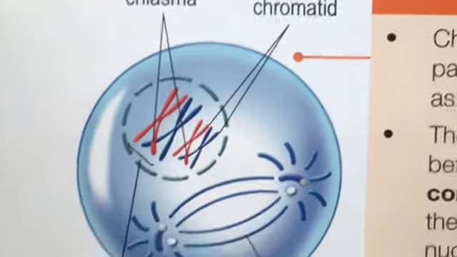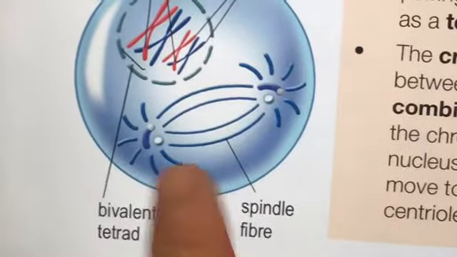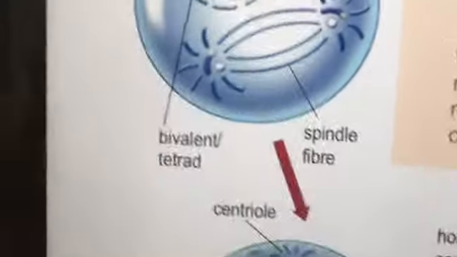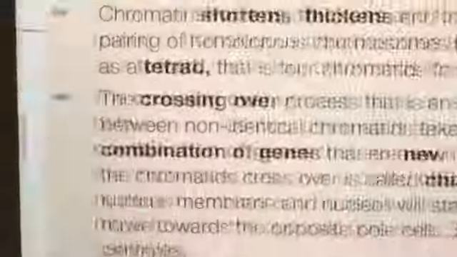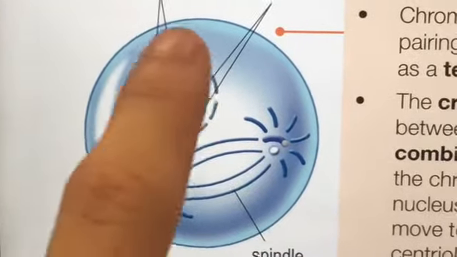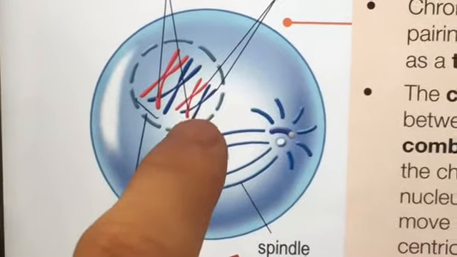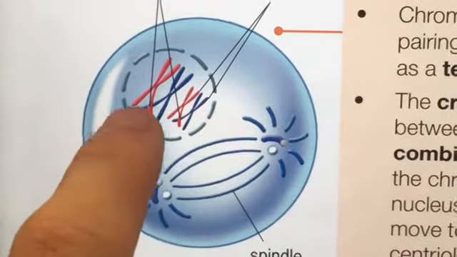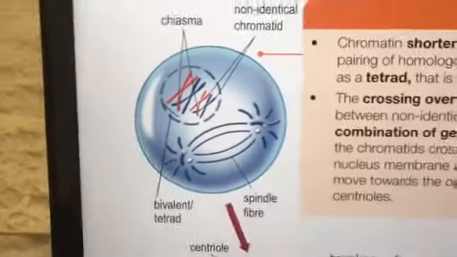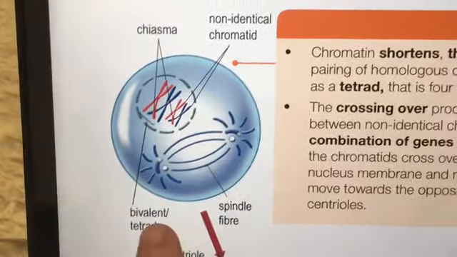Okay, and then you can also see the spindle fiber starts to form between the 2 pairs of centriole. Oh, bivalent. Okay, this, oops. So there's 2 bivalents right here. So one is for this homologous chromosome and another one for this one. So 2 bivalents or 2 tetrads. Okay, so this cell right here actually has 4 chromosomes.